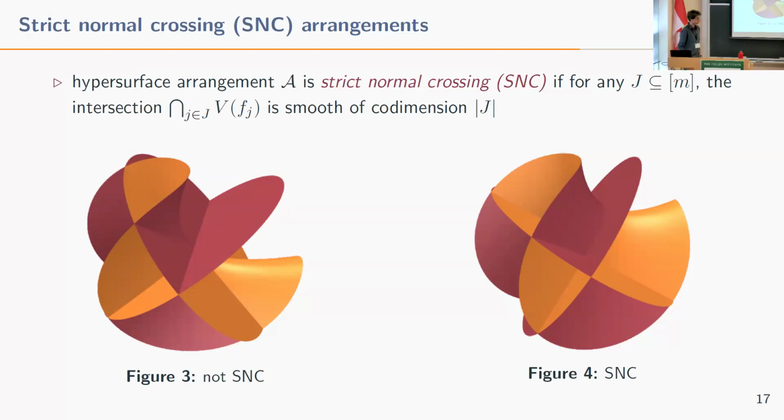All right. So you can also define this algebraically in terms of discriminants. You can also define it topologically, it turns out. So this means that generically you do get the correct Euler characteristic, or the other way around. If you don't get the correct Euler characteristic of the arrangement complement, you are not SNC.